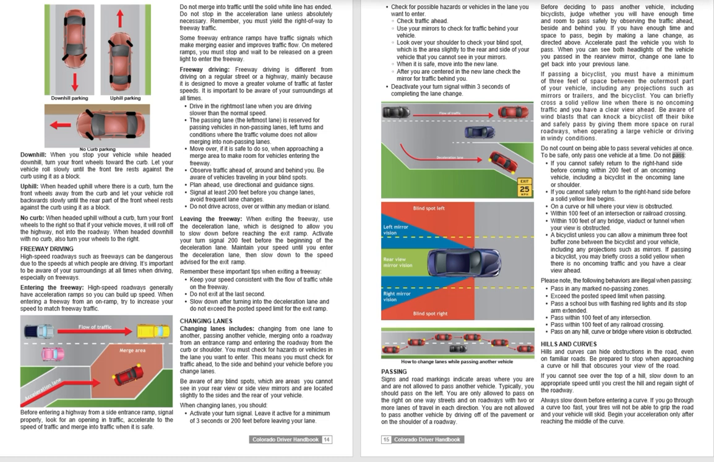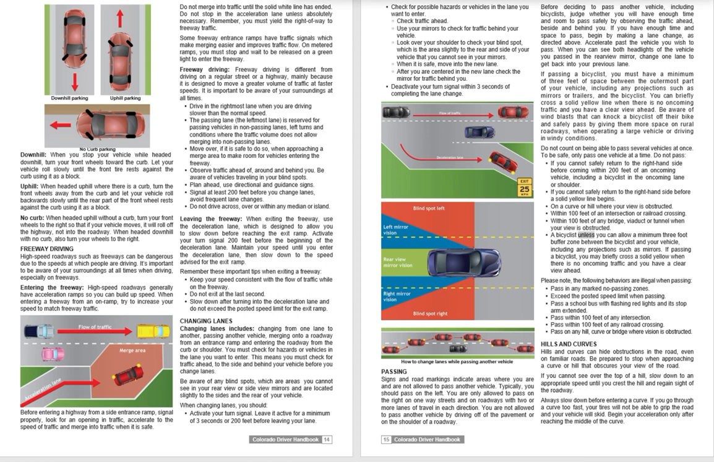Do not pass: if you cannot safely return to the right-hand side before coming within 200 feet of an oncoming vehicle, including a bicyclist in the oncoming lane or shoulder; if you cannot safely return to the right-hand side before a solid yellow line begins; on a curve or hill where your view is obstructed; within 100 feet of an intersection or railroad crossing; within 100 feet of any bridge, viaduct, or tunnel when your view is obstructed.